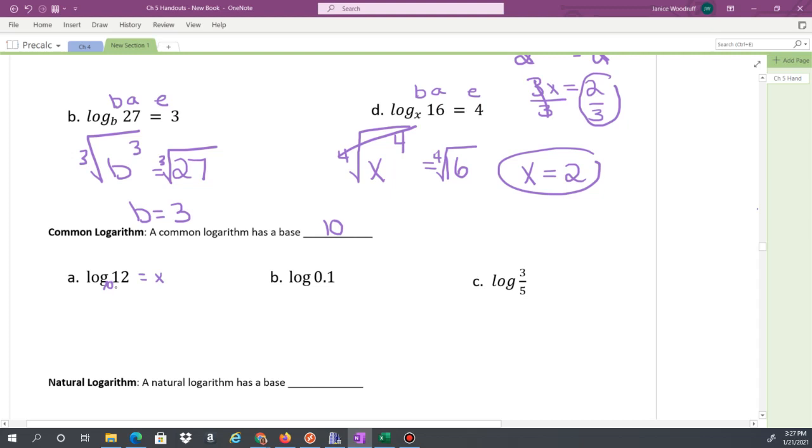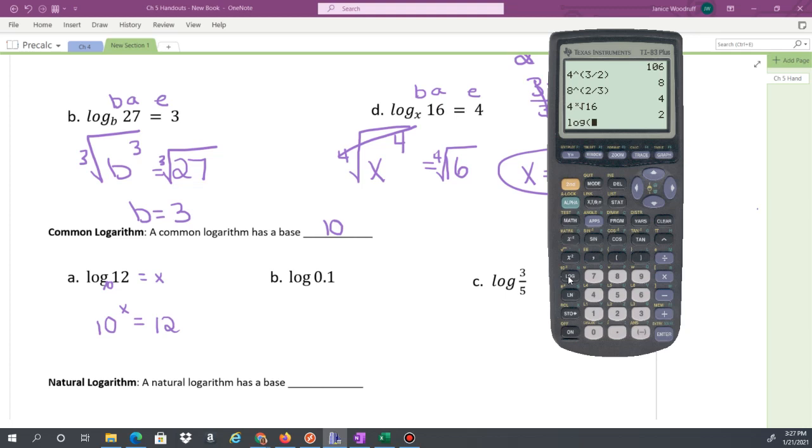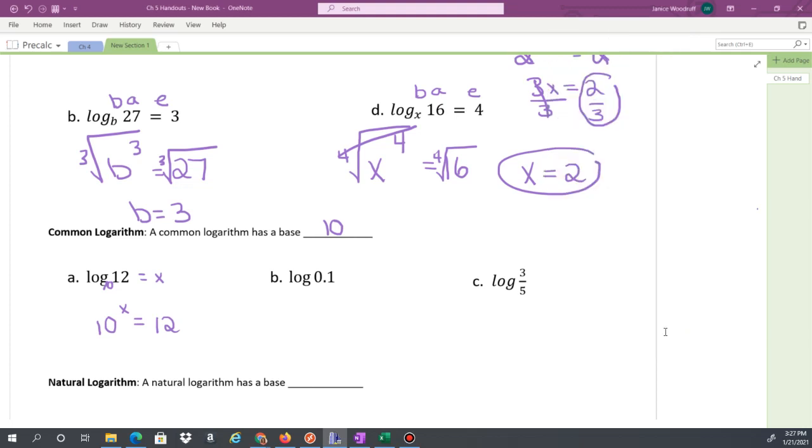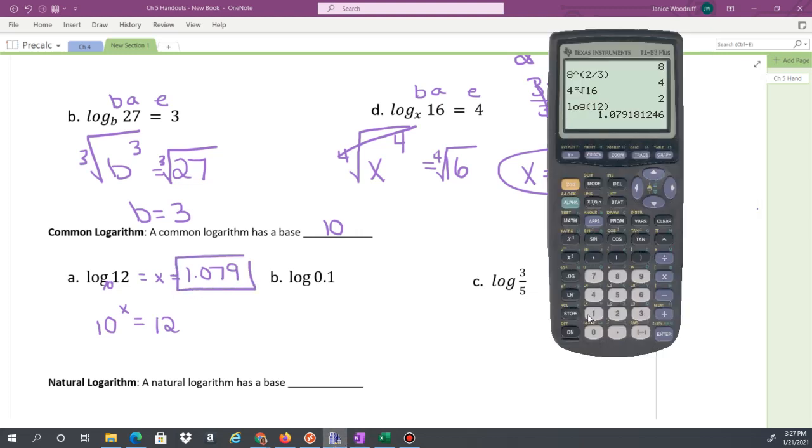But you can also take that and rearrange it. So base would be 10, your answer would be 12, your exponent would be x, if you wanted to check it. So here we could say log 12 gives you 1.079. So we get here that x equals 1.079. And if I want to check that, I say 10 to this power, second answer here for the power, gives me 12. So 10 to the 1.079 is 12.